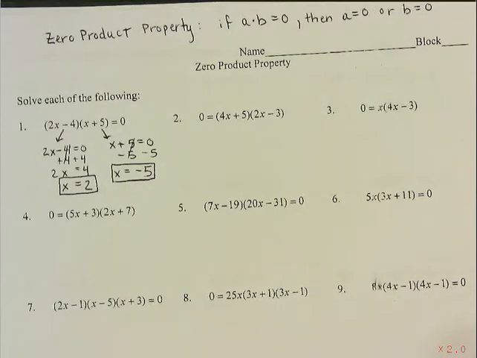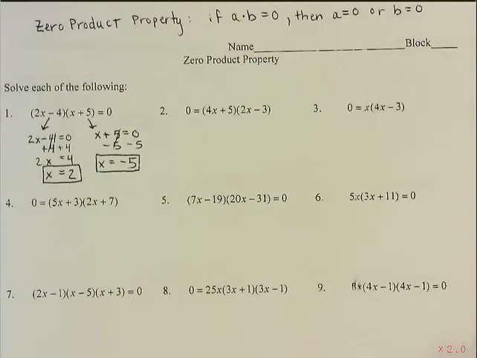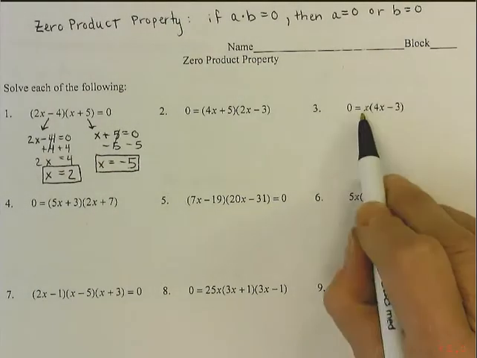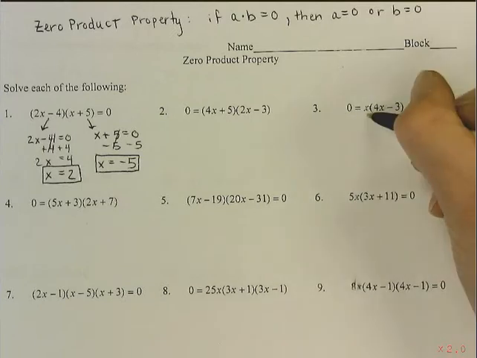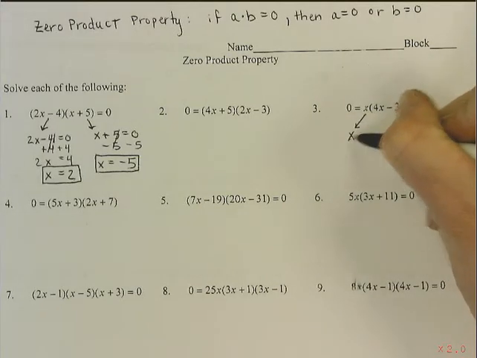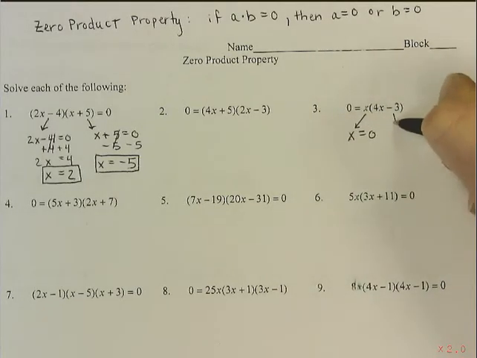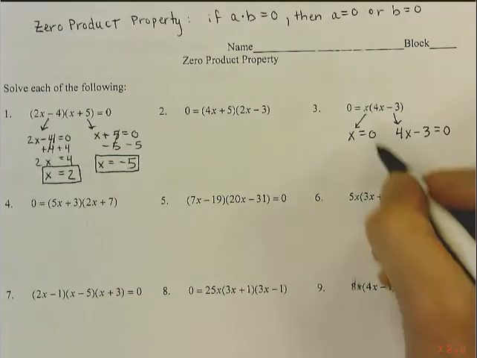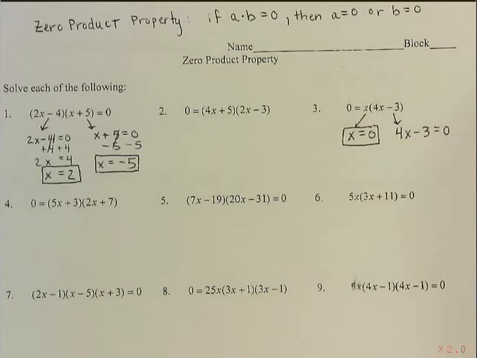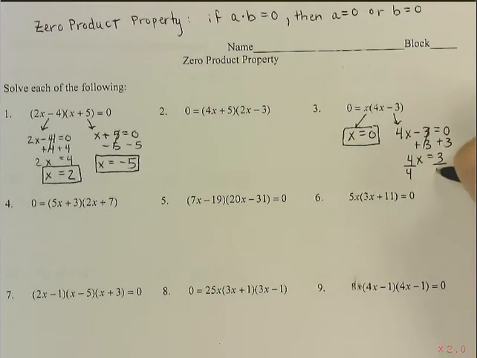Okay, so let's look at one like number 3. We have two factors set equal to 0, so either x equals 0, or 4x minus 3 equals 0. Well, here's one of my solutions. The other one can be found by adding 3 and dividing by 4. So the other solution is x equals 3/4.